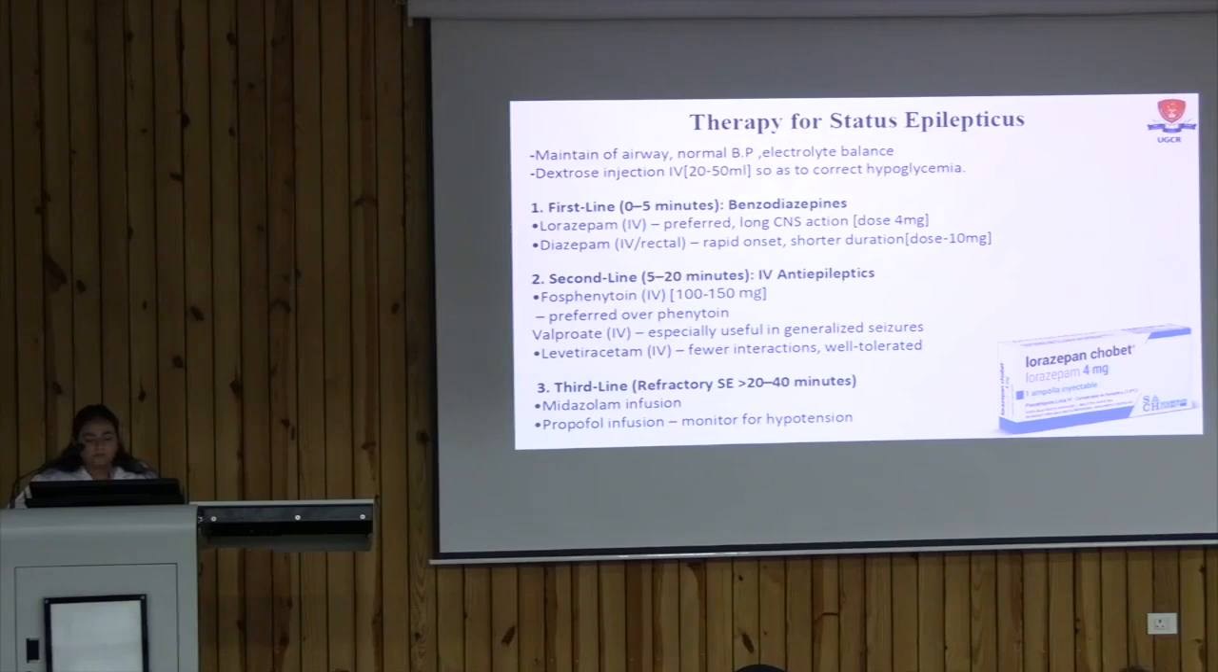action and shorter duration. Second line drugs, to be used after 5 to 20 minutes, are IV antiepileptics like fosphenytoin, which is preferred over phenytoin because it causes less venous irritation. Valproate can be given, which is especially useful in generalized seizures. Levetiracetam is used due to its fewer interactions and is well tolerated by most patients. Third line drugs, used in refractory status epilepticus after 20 to 40 minutes, include a midazolam infusion or a propofol infusion, for which monitoring for hypotension is required.